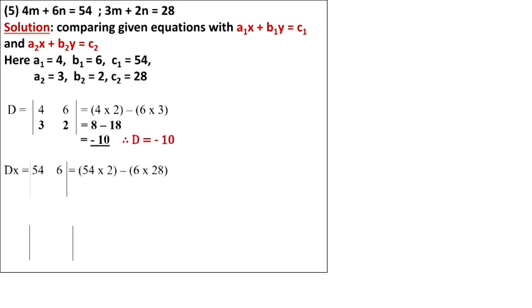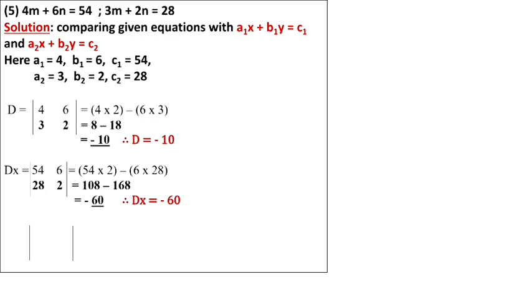For Dx we will take c1, c2 and b1, b2. Then c1 value is 54 and c2 value is 28 and b1 is 6 and b2 is 2. So now 54 multiplied by 2 minus 6 multiplied by 28. 54 twos are 108 minus 6 into 28 we get 168. By subtracting we get minus 60, because 168 is the bigger number and the sign is given minus. So Dx equal to minus 60.